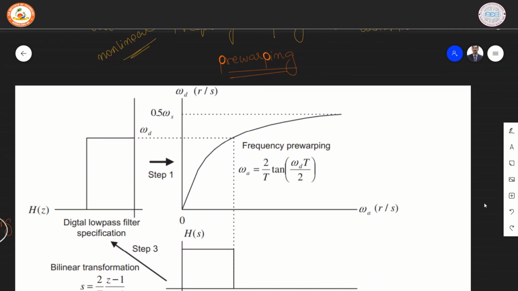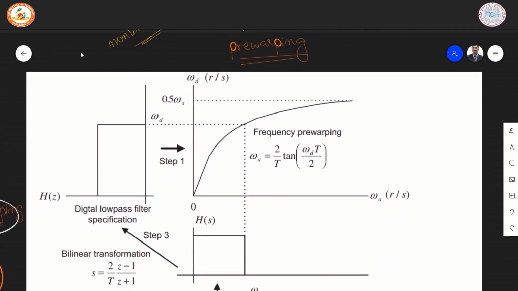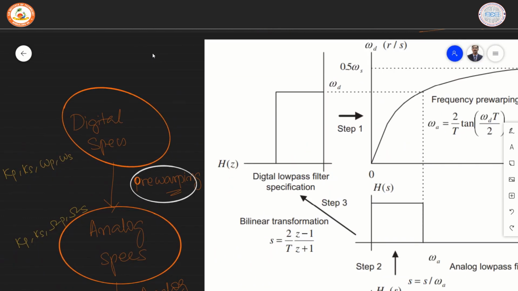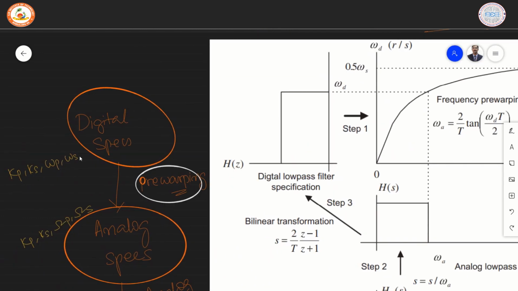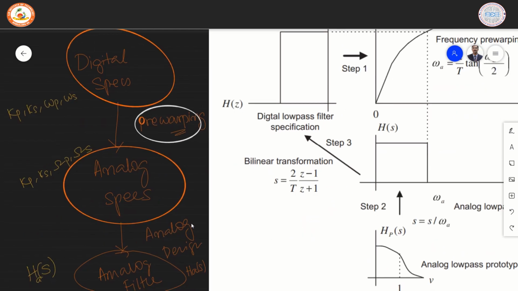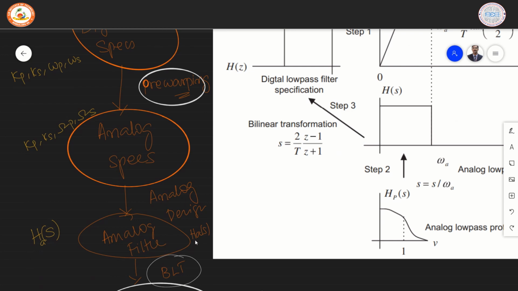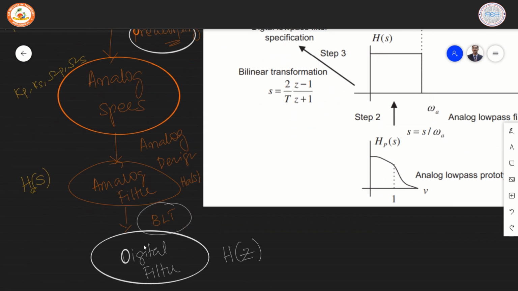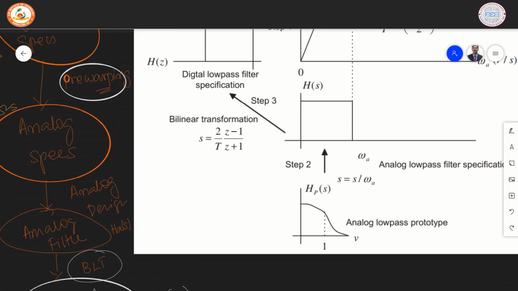In the bilinear transformation method, the steps are as follows. First, you are given the digital specifications, which are Kp, Ks, omega p, omega s. Then we go for a step called pre-warping. After pre-warping, we obtain the analog specs Kp, Ks, omega P, omega S, and later we do the analog design. At the end of the analog design, we get the transfer function HA of S. Then we apply the bilinear transformation method and convert it to a digital filter with the transfer function H of Z. This will complete the design.